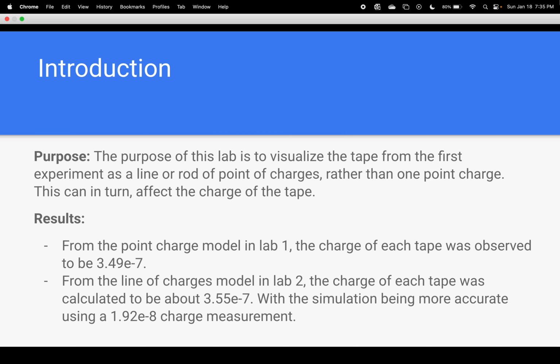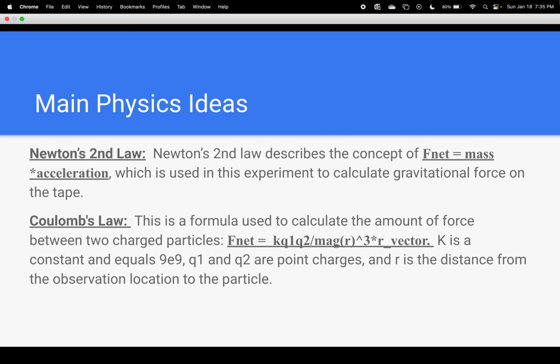From the point charge model in Lab 1, the charge of each tape was observed to be 3.49 times 10 to the negative 7. And from the model in Lab 2, the charge of each tape was calculated to be about 3.55 times 10 to the negative 7, with the simulation being way more accurate using a 1.92 times 10 to the negative 8 charge measurement.